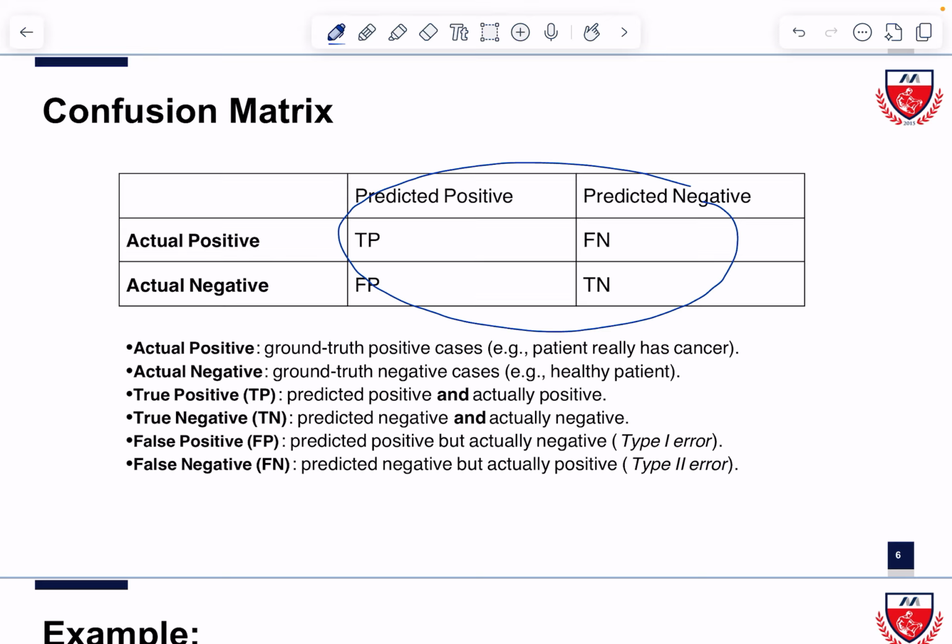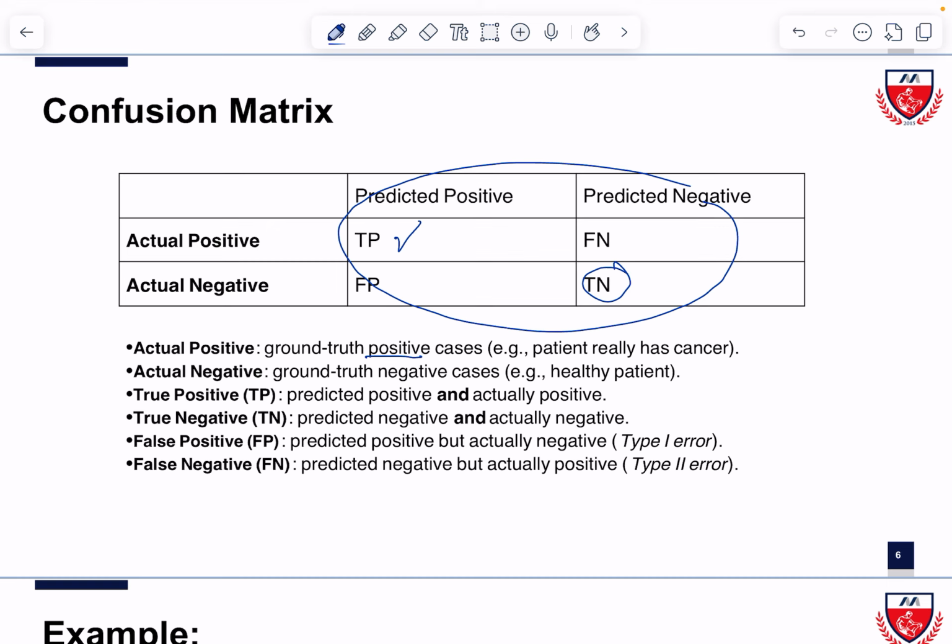Okay, let's talk about the confusion matrix. What actual positive is and what actual negative is. Actual positive is the ground truth positive cases. The patient really has cancer. Actual negative is the ground truth negative patient. The patient is a healthy patient. A true positive is when it is predicted positive and actually positive. That is correct. A true negative is when the patient is predicted negative and actually negative. So the patient has no cancer, that's a true negative, or in other words, the patient is healthy.